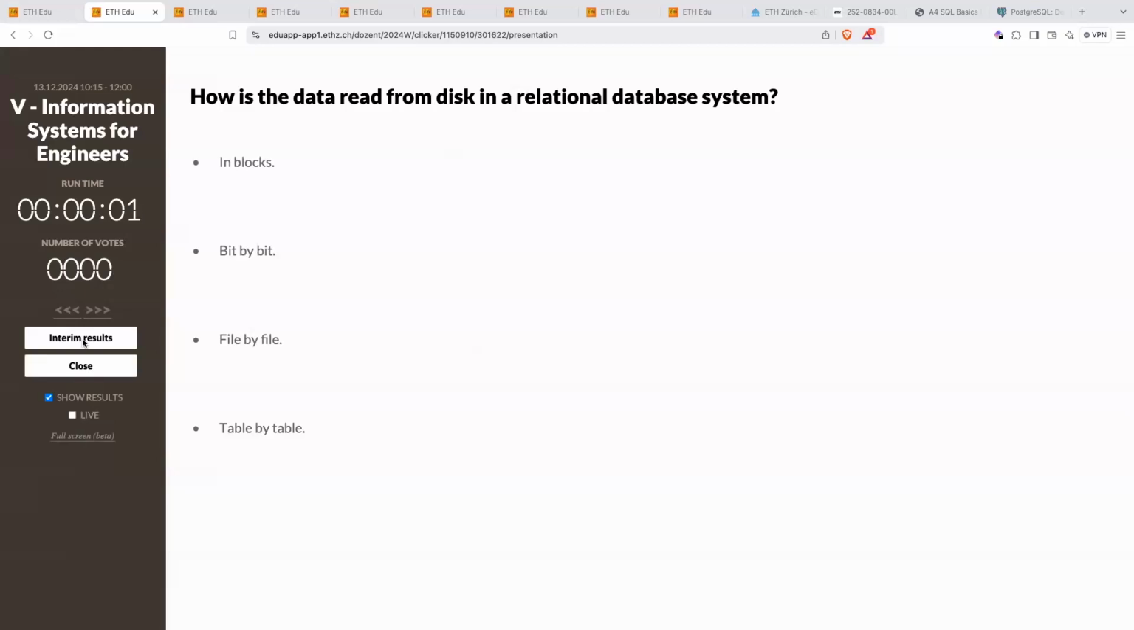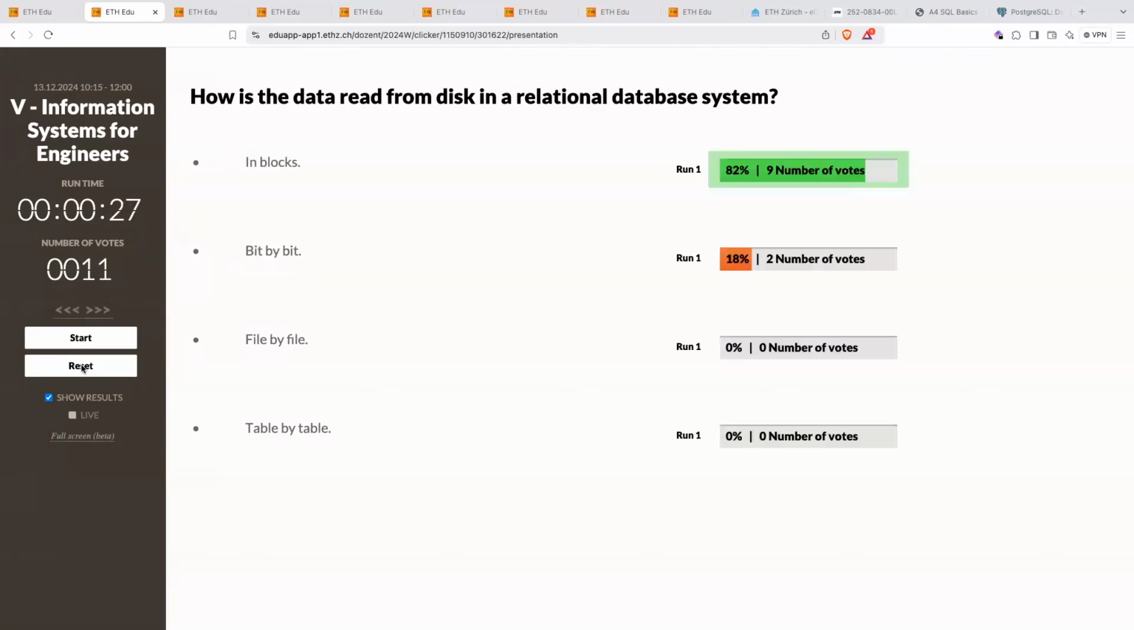How is the data read from disk in a relational database management system? In blocks, bit by bit, file by file, table by table. Have you answered? A, okay.